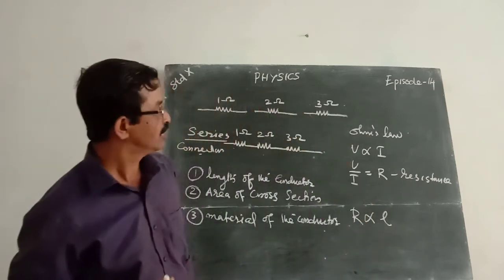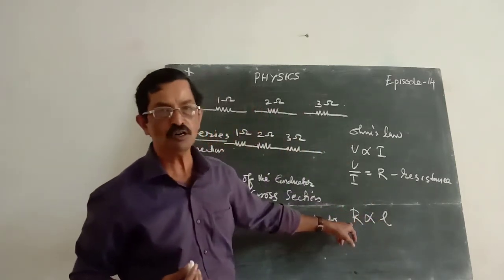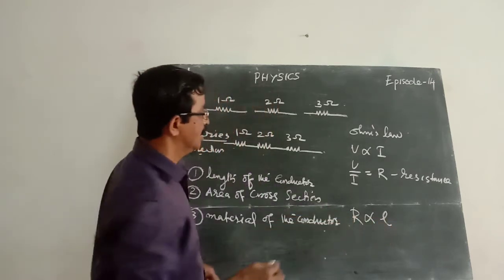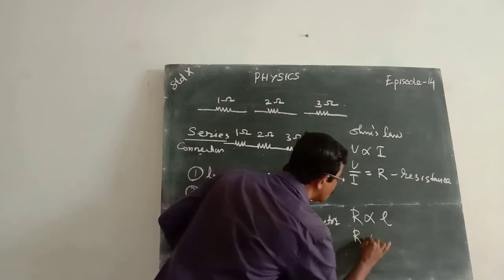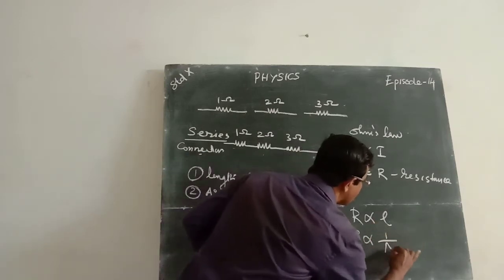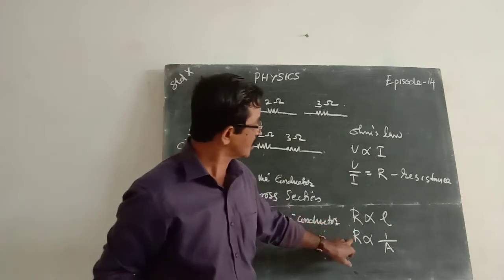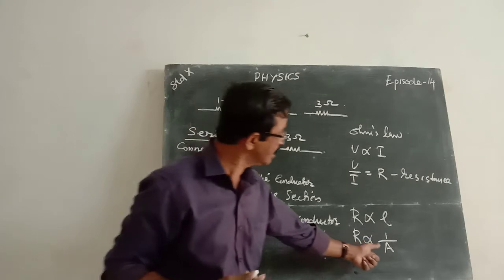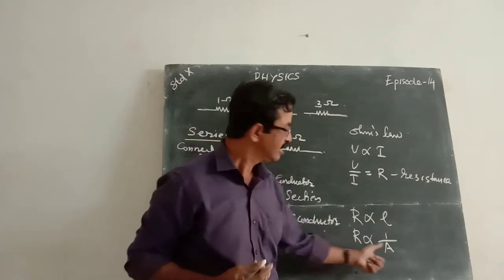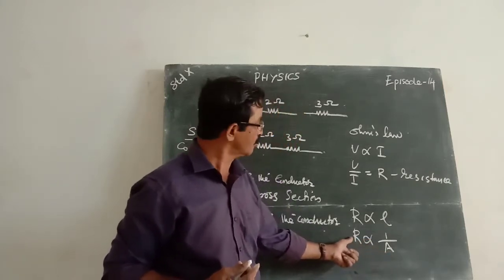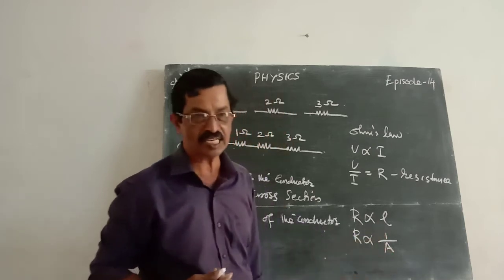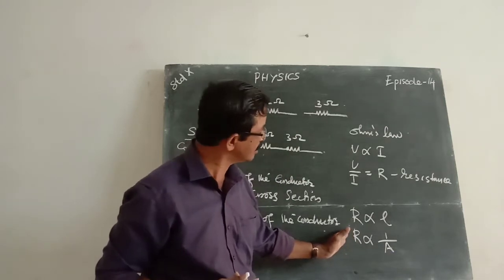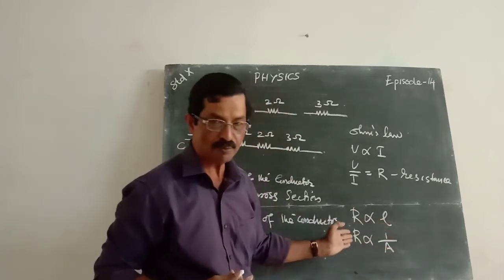Also for resistance we got R proportional to L. This means when length increases, resistance also increases. And another one is R proportional to 1 by A. That means resistance is inversely proportional to cross-sectional area. It means if the thickness increases, resistance does not increase, but here it decreases. That means when the area of cross section increases, resistance decreases. That is the meaning of inversely proportional.